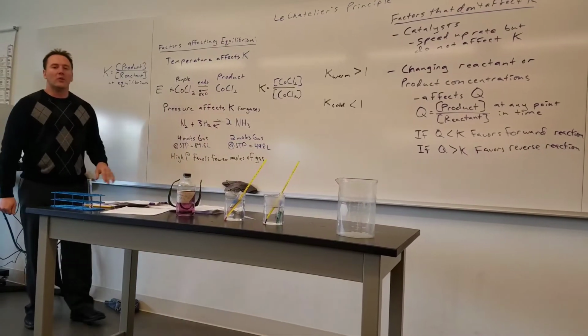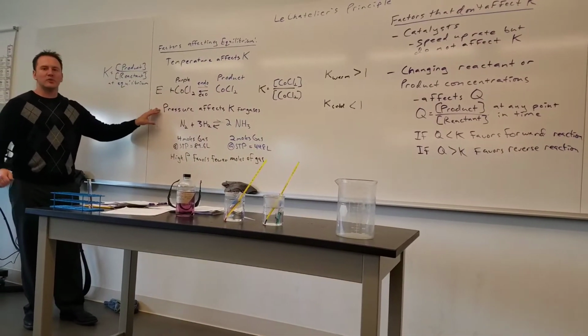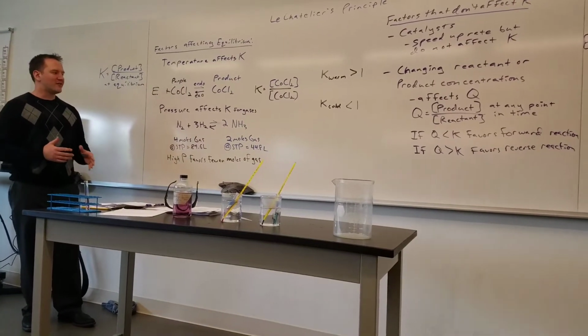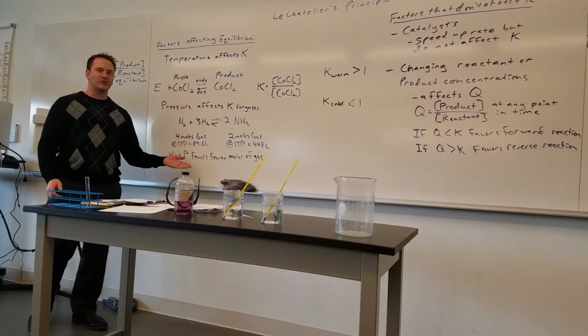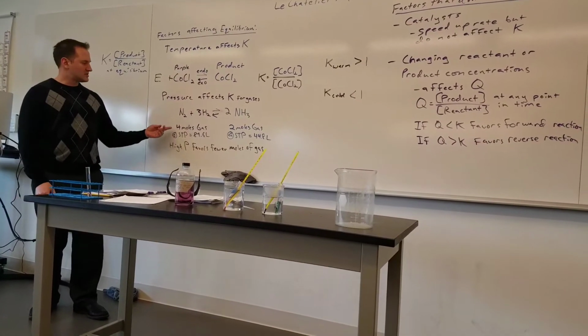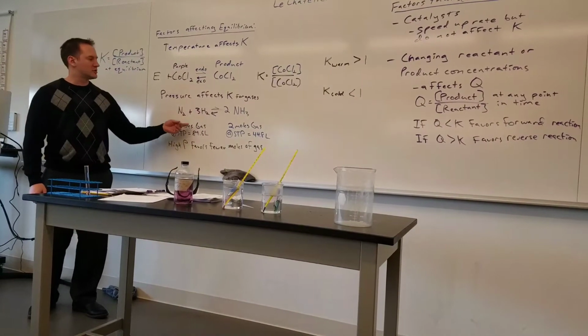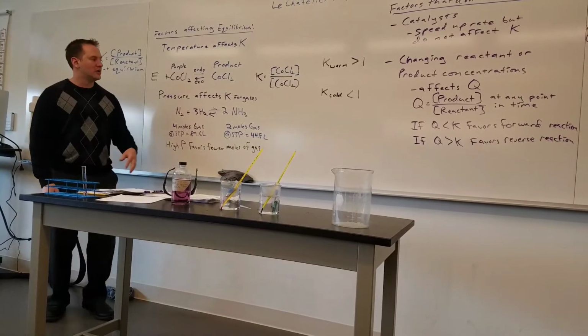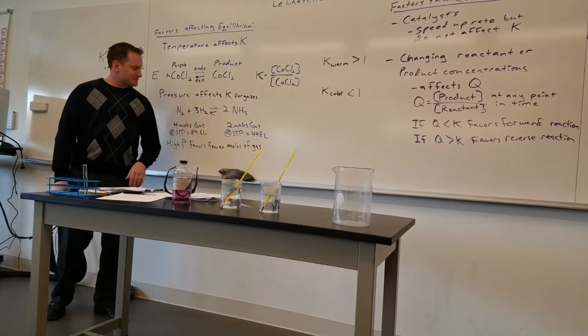And the K value will go up. Now, when we're looking at gases, when we apply pressure, it's going to favor the side that has the fewest number of moles of gas. If we look at the production of ammonia, you can see that the reaction is 1 mole of nitrogen reacting with 3 moles of hydrogen to make 2 moles of ammonia.